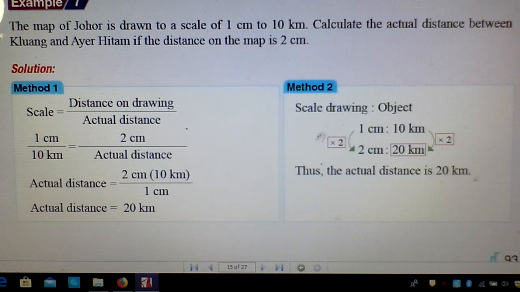Or the proportional method again. Scale drawing is 1 cm to 10 kilometer. For 1 cm is 10 kilometer, meaning 2 cm how many kilometer? So 1 times 2, 10 kilometer also times 2. Both sides must times 2. And 2 cm is equivalent to 20 kilometer. Thus the actual distance is 20 kilometer.